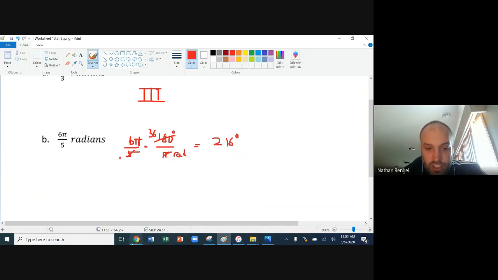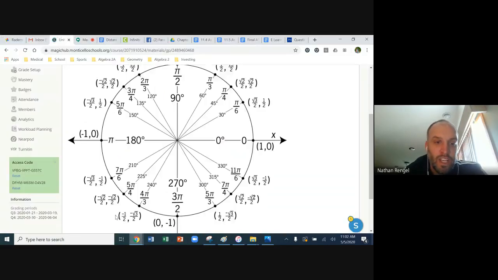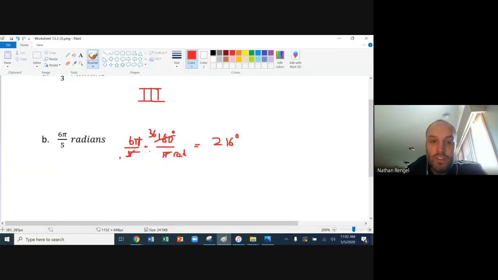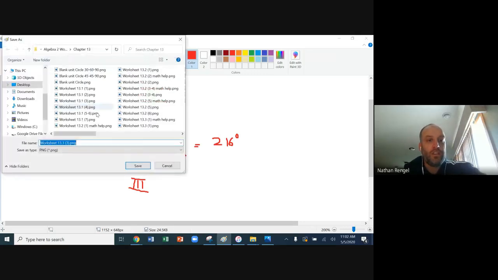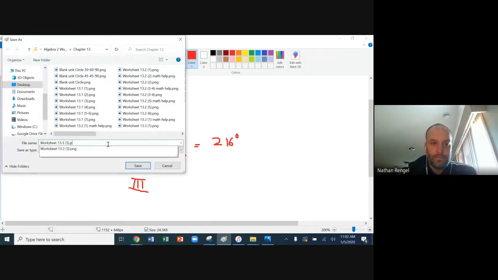So 216 degrees, if we go to our unit circle, this is 180, this is 270, 216 is going to be in between those two, which means for this one, I have to be in the third quadrant. So that one also is going to be in the third quadrant. So you have the luxury now, if you're looking at radians, you can convert them back to degrees. Might be a little bit more familiar for us. So there would be problem 3.